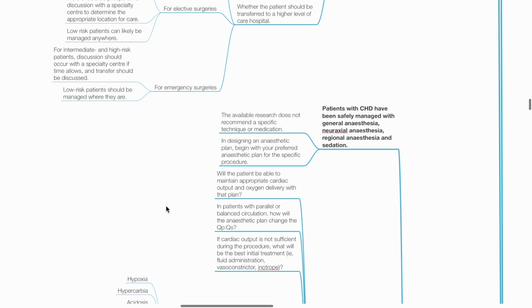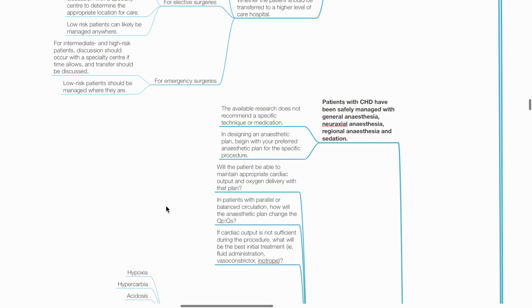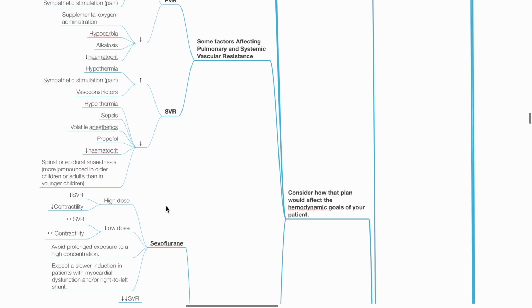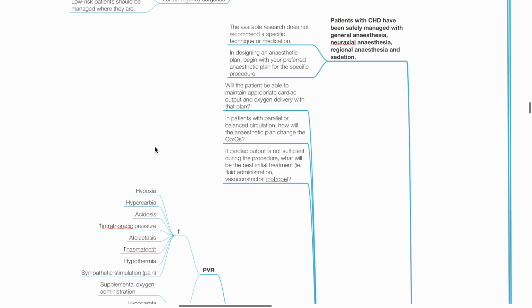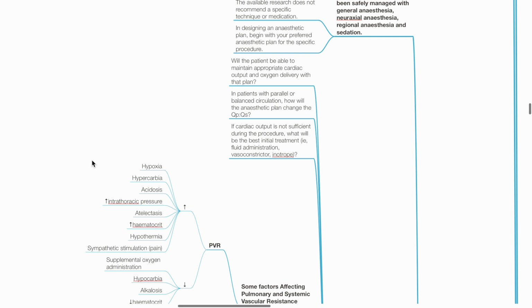In designing an anesthetic plan, begin with your preferred anesthetic plan for the specific procedure and consider how that plan would affect hemodynamic goals of your patient. Ask whether the patient will be able to maintain appropriate cardiac output and oxygen delivery with that plan. In patients with parallel or balanced circulation, how will the anesthetic plan change the QP to QS ratio? If cardiac output is not sufficient during procedure, what will be the best initial management? Options include fluid administration, administration of vasoconstrictor, or inotrope.